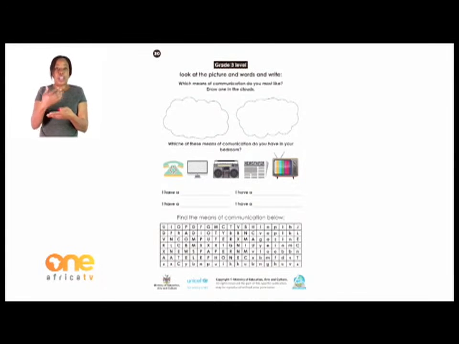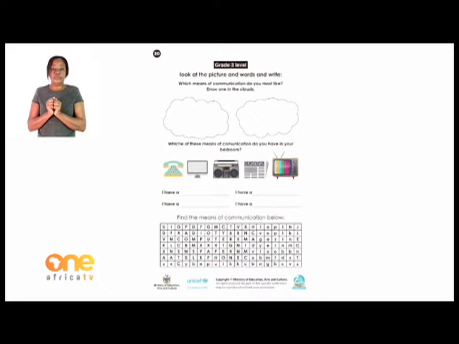or the ones that you always use at home. Fill them in. After you have done that, you must find their names in this word search, which is below. Find the means of communication below. All those communication tools that we have learned, I want you to find them here in this word search. They are there. Just find them and you circle them, and you should be able to read them.